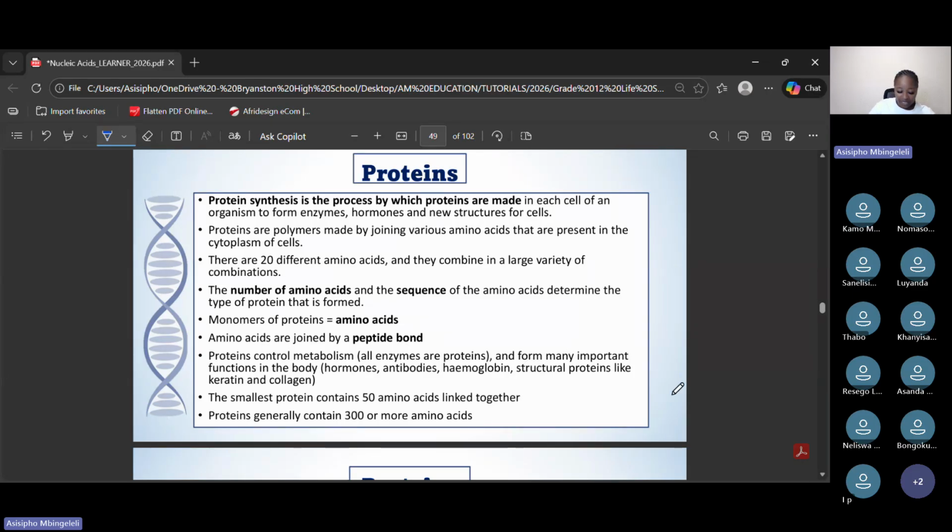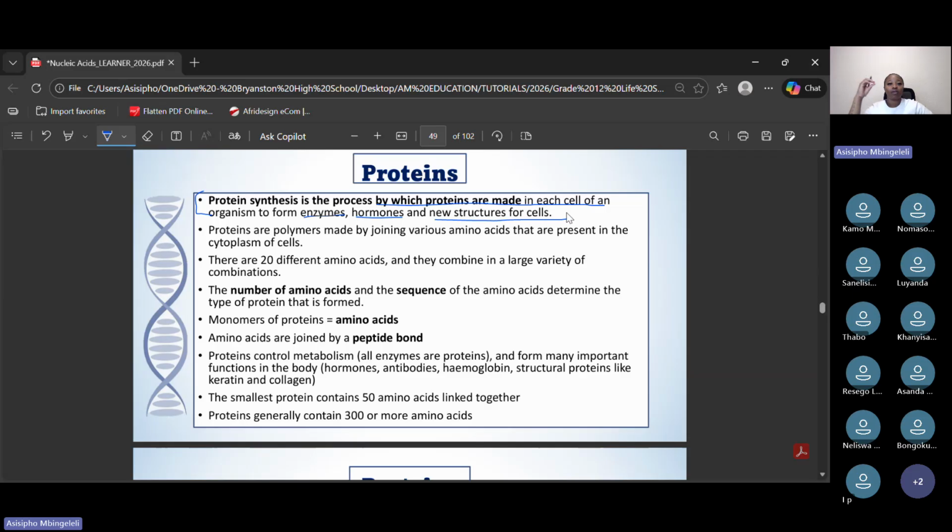The definition is this one. Protein synthesis. What is this process? This is a process by which proteins are made in each cell of an organism. And we are making these proteins in order to form enzymes, I spoke about enzymes, in order to form hormones and new structures for cells. So in order for your cells to function, they will need certain structures. So when there is a lack of those structures or a shortage, we need to then make the proteins.